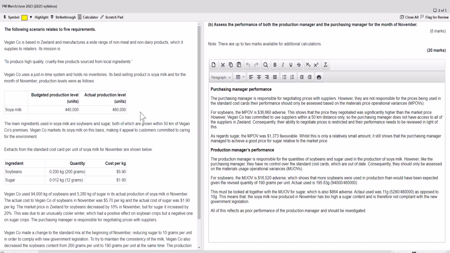So what you need to do with this, though, it says assess the performance. It's quite systematic. You need to say as the starting paragraph, the purchasing manager is responsible for negotiating prices.